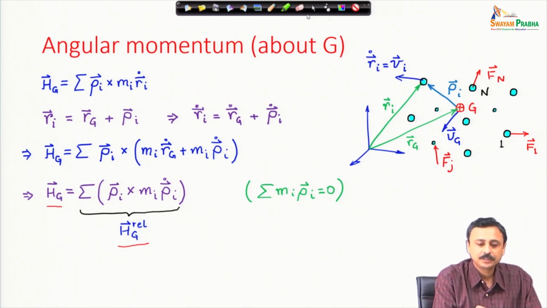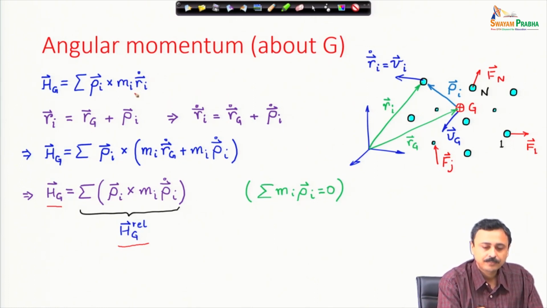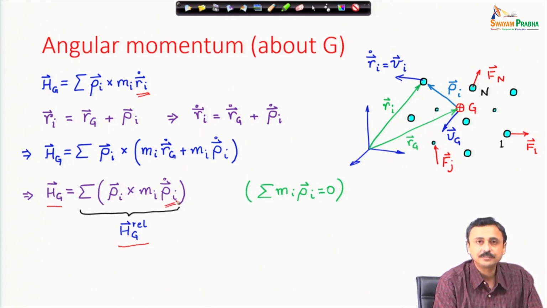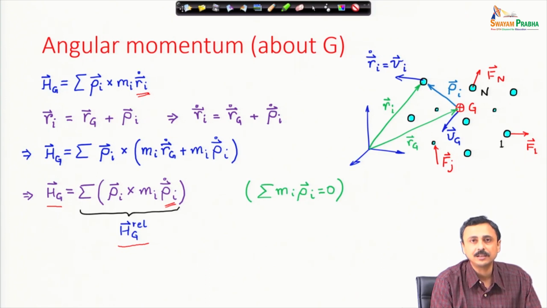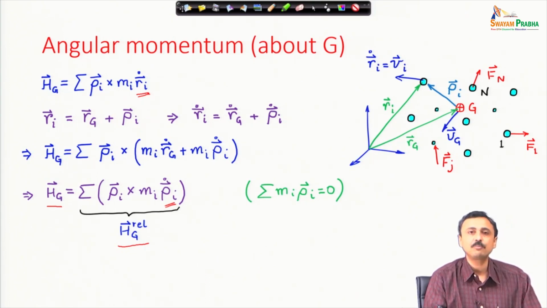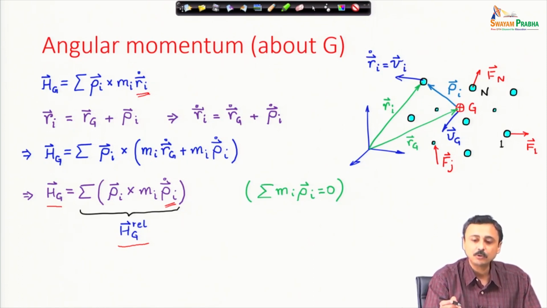You should note a difference here in the definitions of Hg and Hg rel, that here we have the absolute velocity of the ith particle, here we have the relative velocity of the particle with respect to the center of mass. But finally, these two angular momenta turn out to be equal, Hg and Hg rel. So, angular momentum of a system of particles about the center of mass is same as the relative angular momentum of the system about the center of mass.